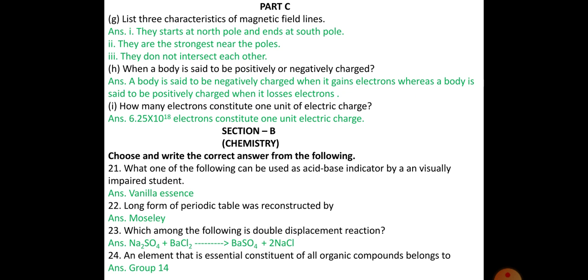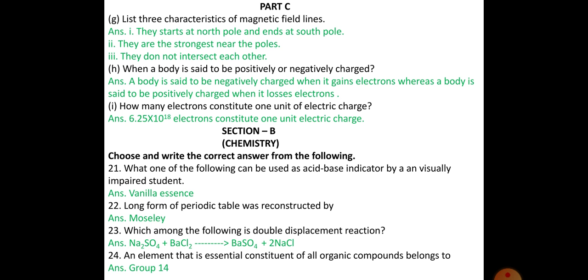List three characteristics of magnetic field lines. They start at North Pole and end at South Pole. They are the strongest near the poles. They do not intersect each other.